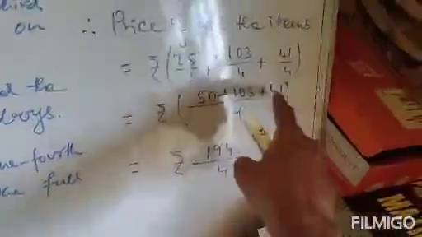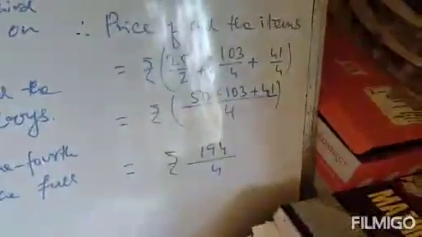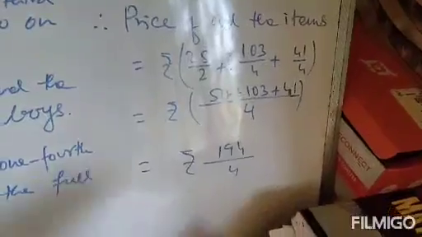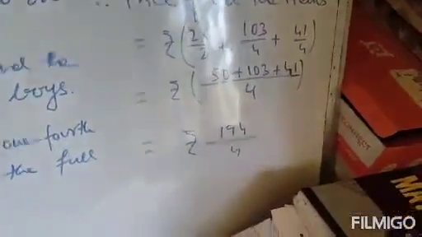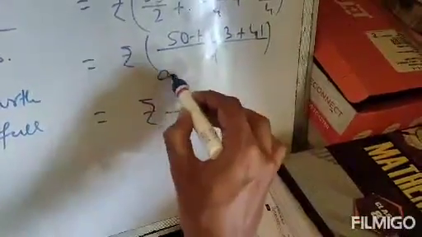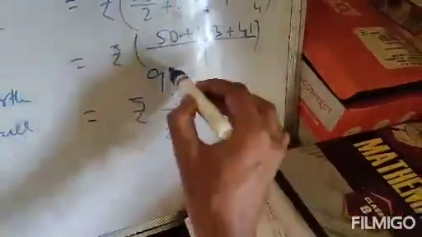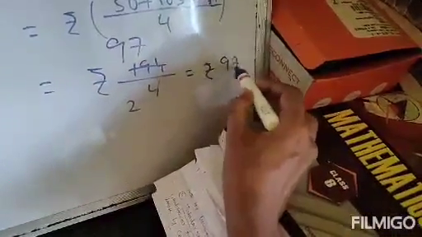So 50 and 40 are 90, 91, 91, 91, and 103, that is 194. So it will reduce it by 2. 2 2s are 4, 2 9s are 18, 1 4 2 7s are 14, that means rupees 97 by 2, rupees 97 by 2. Clear?